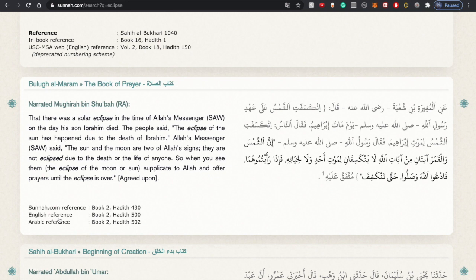There was a solar eclipse in the time of Allah's Messenger, sallallahu alaihi wasallam, on the day his son Ibrahim died. The people said, "The eclipse of the sun has happened due to the death of Ibrahim." Allah's Messenger said, "The sun and the moon are two of Allah's signs. They are not eclipsed due to the death or the life of anyone. So when you see them, supplicate to Allah and offer prayers until the eclipse is over."